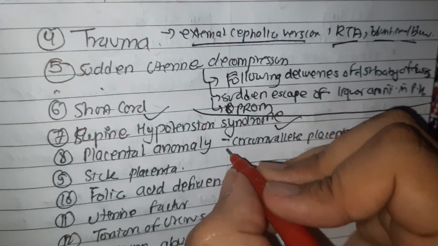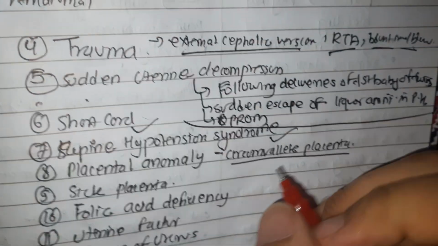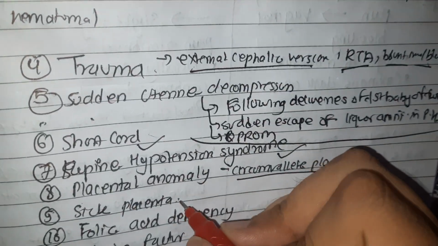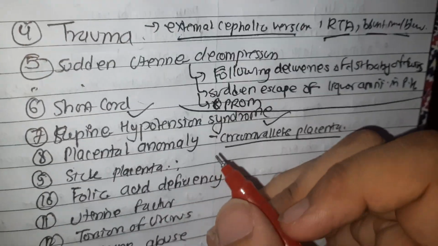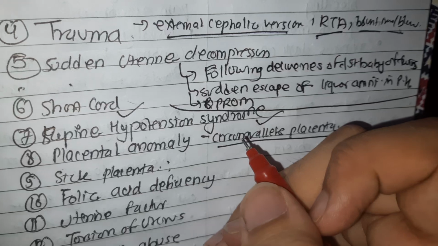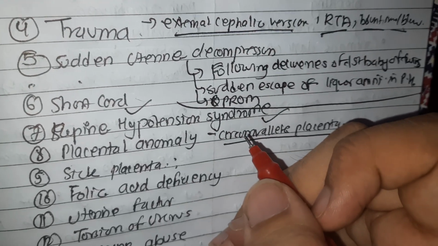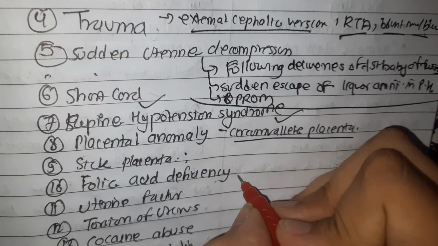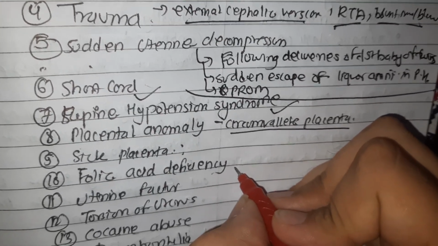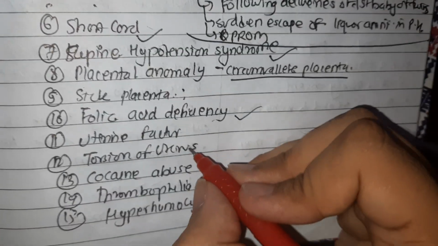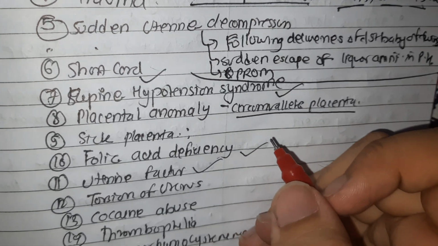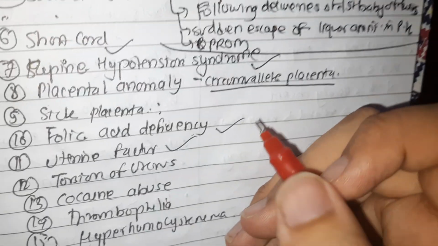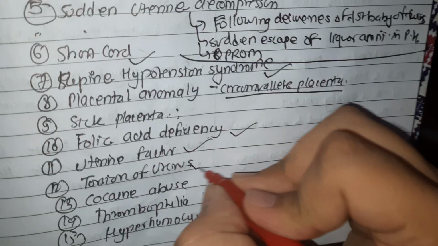And placental anomalies, the circumvallate placenta and the sick placenta. It is a poor placentation as evidenced by abnormal uterine artery Doppler waveforms, which is another risk factor, and folic acid deficiency even without evidence of overt megaloblastic erythropoiesis. And uterine factors like placenta implanted over a septum, septate uterus, or submucous fibroid. And another is torsion of uterus.